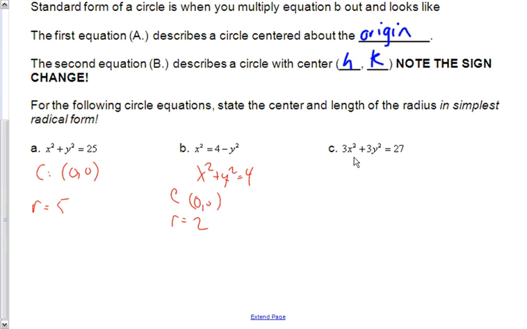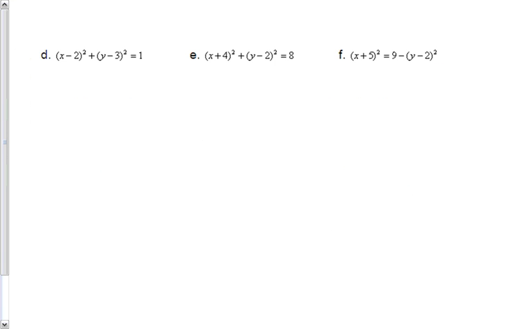Over here, it may have a 3 in front of it, but we can just take a 3 out of all of it, dividing by 3. And that's x squared plus y squared equals 9. Okay. Its center again is (0, 0), and its radius is the square root of 9, which is 3. Easy peasy.